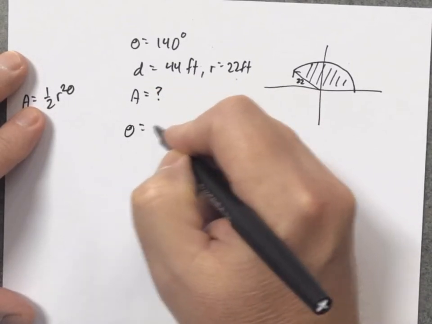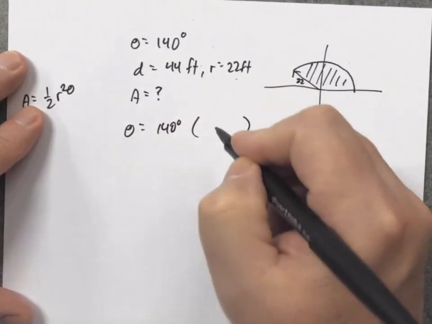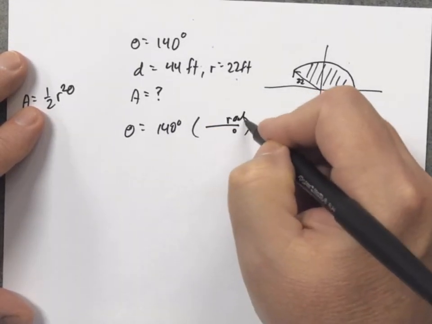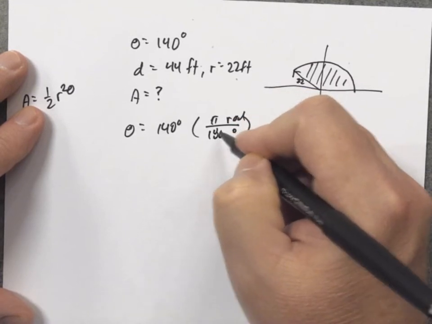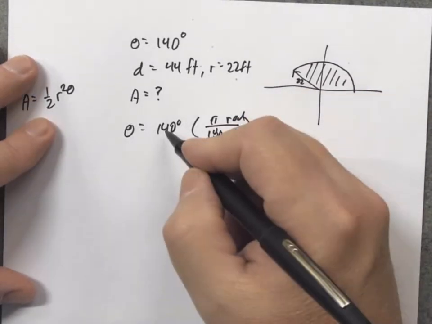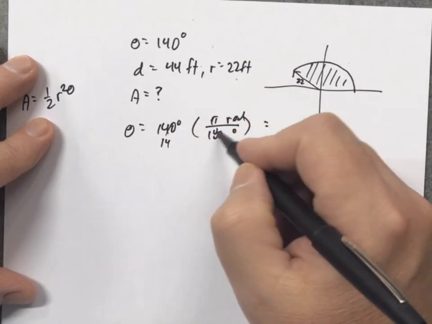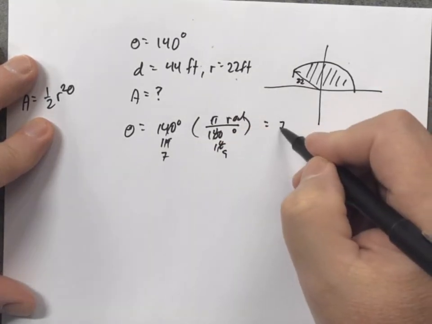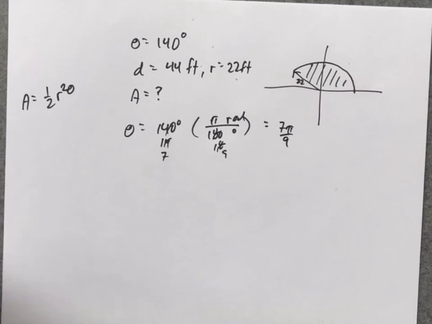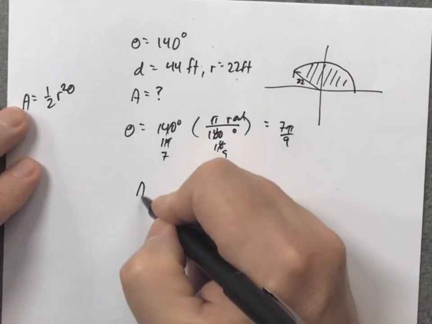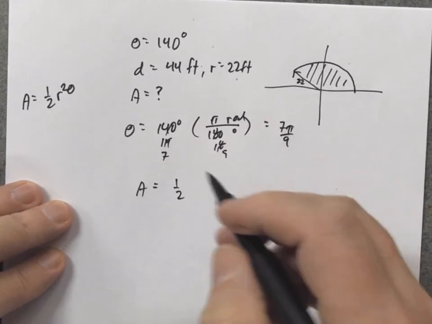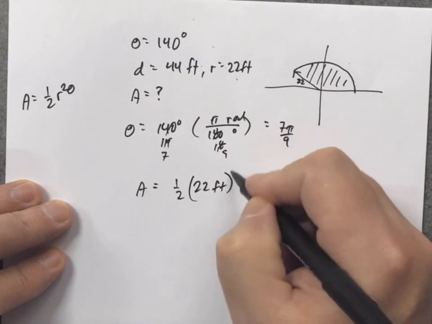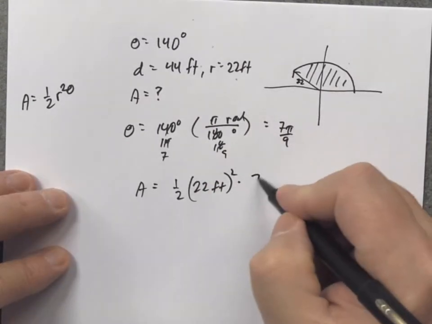All right, so let's convert our angle, because it has to be in radians. So my unit conversion, degrees on the bottom, radians on the top, pi over 180. So this can reduce to 14 over 18, and then if I divide by 2, 7/9. So actually 7 pi over 9. So in a minute, I'm going to grab my calculator. So 1/2 r squared theta, 22 feet, you square that, times theta.